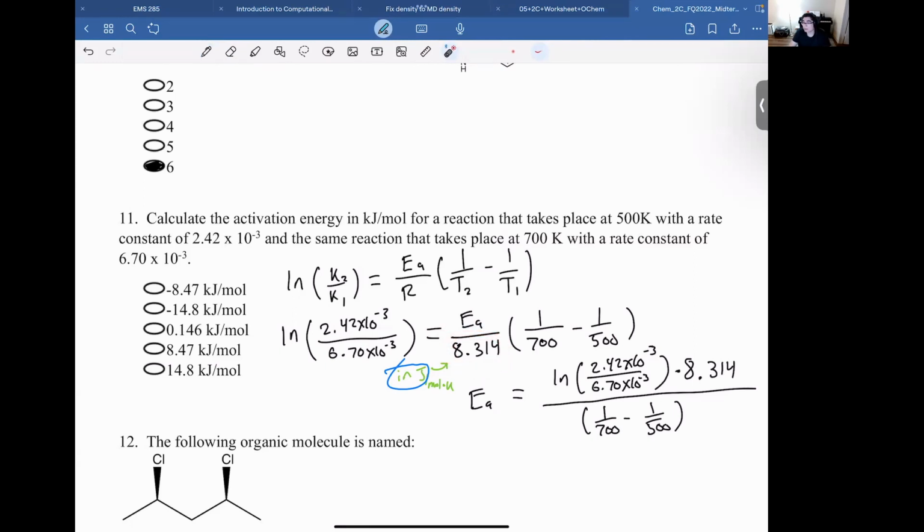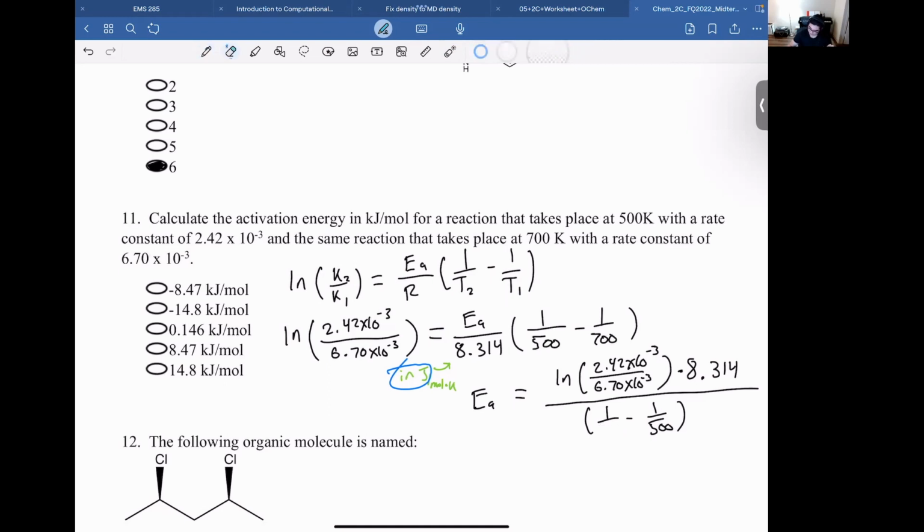Isn't it switched, 2.42 as K2? Oh, thank you. Whoops. Yes. Good catch. So I did not keep that consistent. That should be 500 and 700. I swapped the two. 500, 700. T2 goes first. Yes. Thank you again.